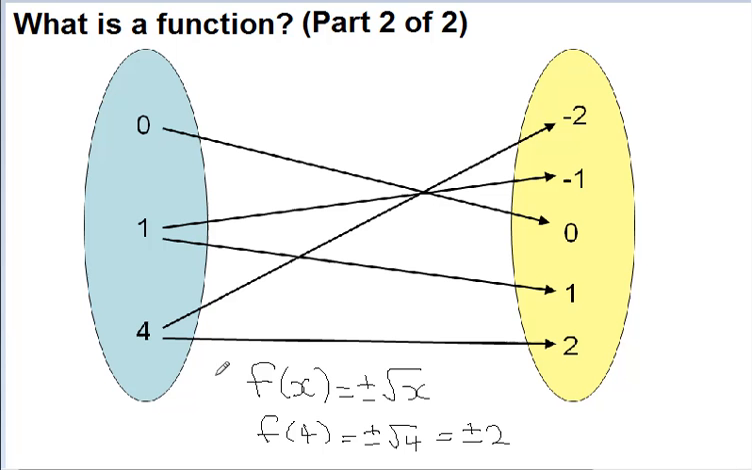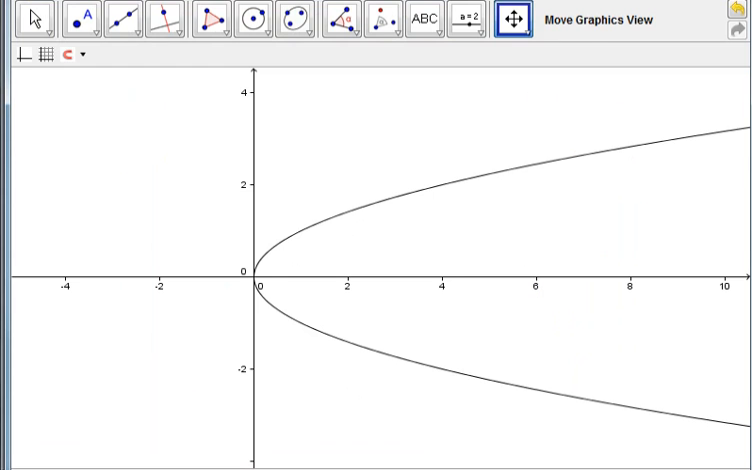Now let's have a look at the graph of this particular object. Again, I'm not going to call it a function. If you look at the graph of this, as you can see, when we have an input of 4, we have an output of 2, but we also have an output of -2 as well.